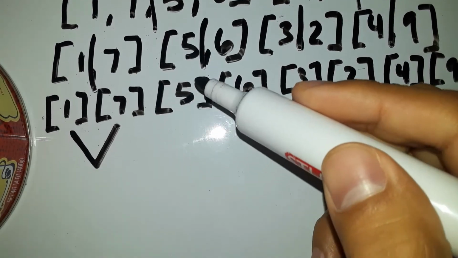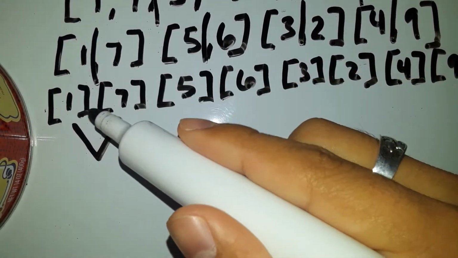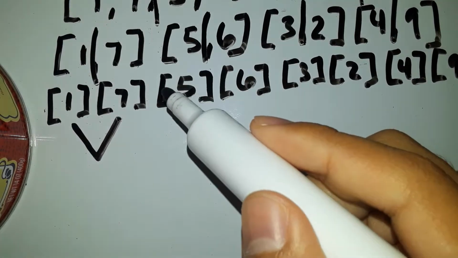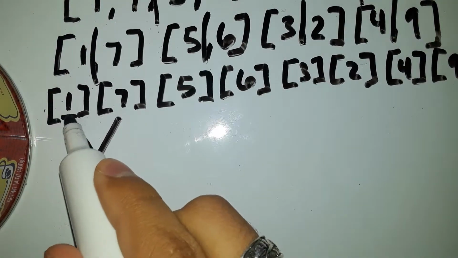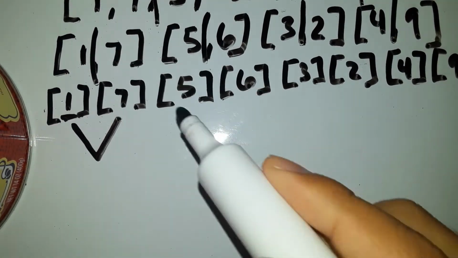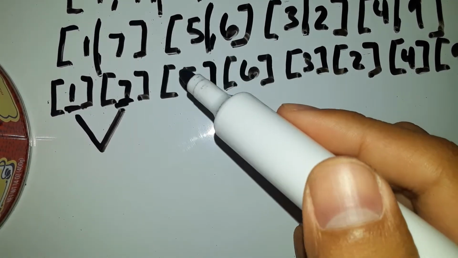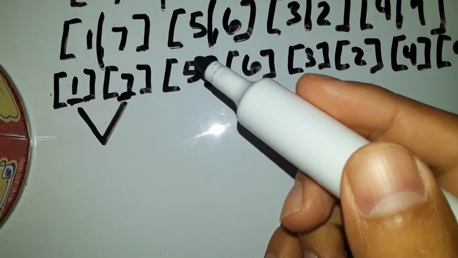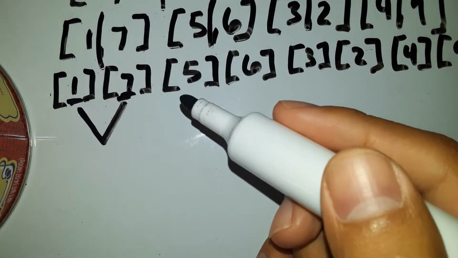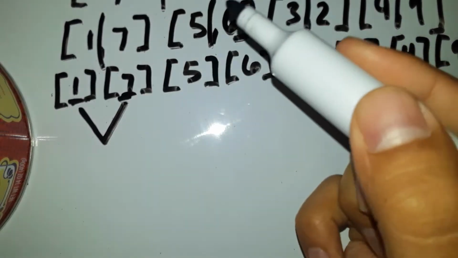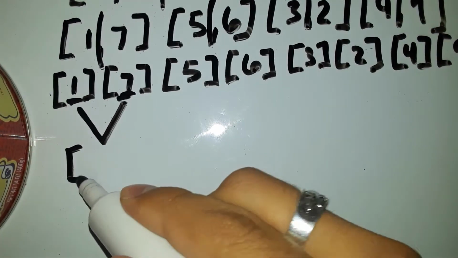The way this works is we create a new array. In this new array, we compare the first element of this array with the first element of this array, and we put them in order according to whichever is smallest. So for instance, comparing the 1 and the 7, which is smallest? Well, it's going to be the 1, right?